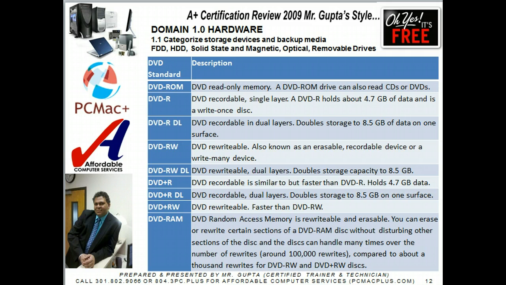Then we have another table for DVDs. We have DVD-ROM, DVD-R, DVD-R double layer, DVD-RW, DVD-RW double layer, DVD+R, DVD+R double layer, DVD+RW rewritable, DVD-RAM. So I would also memorize this table for your exam.